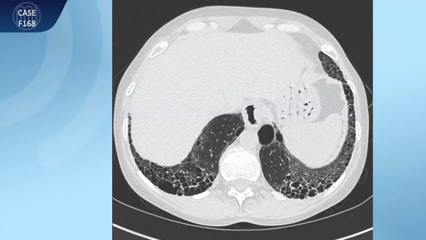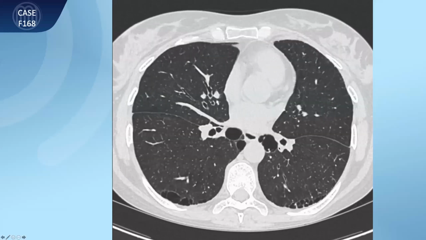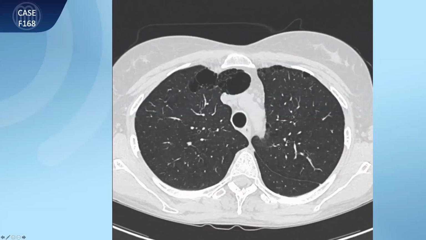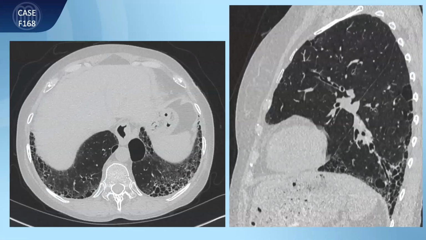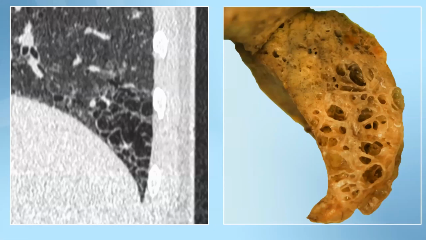Most of you were in favor of honeycombing, and you are absolutely right. This is what we see here: multi-layered cystic spaces, and you see that the neighboring cysts are sharing their walls. This is what we call honeycombing in radiological lingo. What this honeycombing tells us is that this is an overt fibrosis.